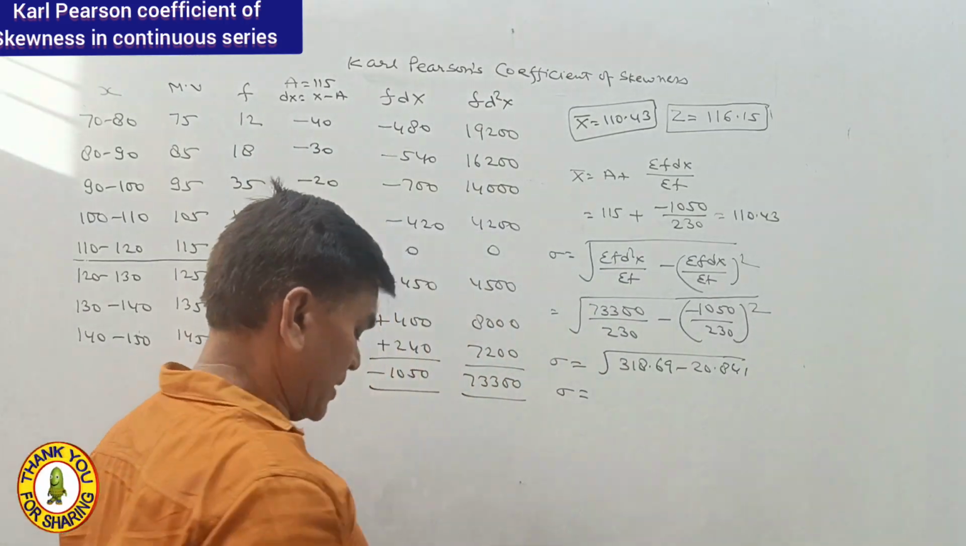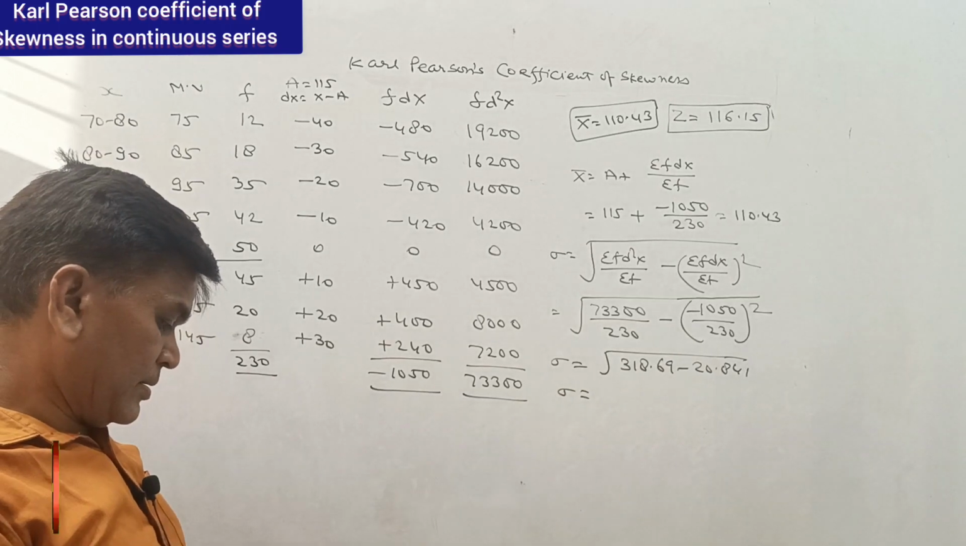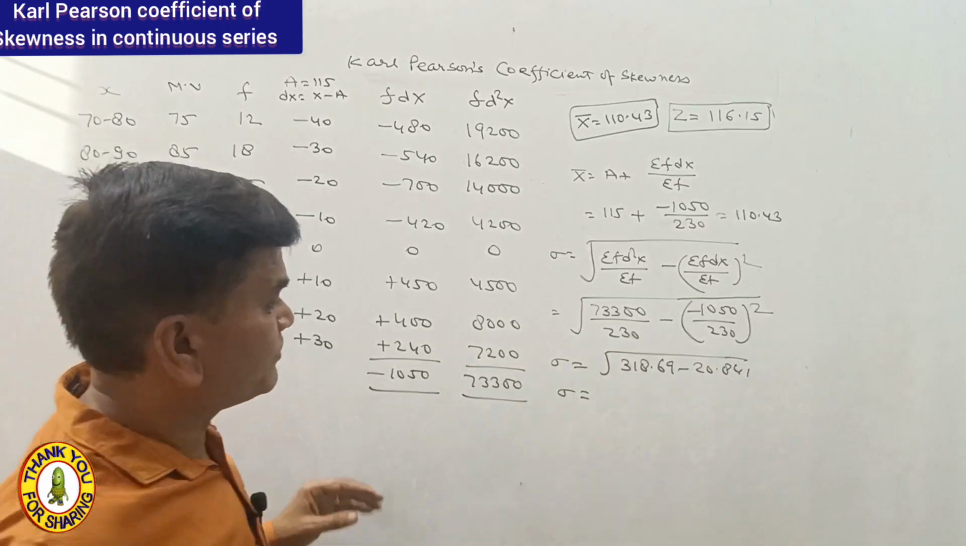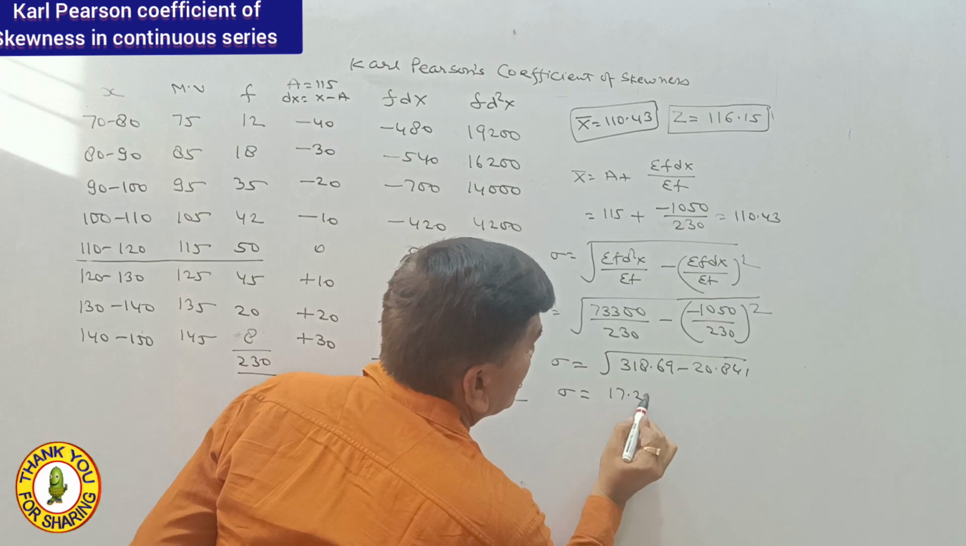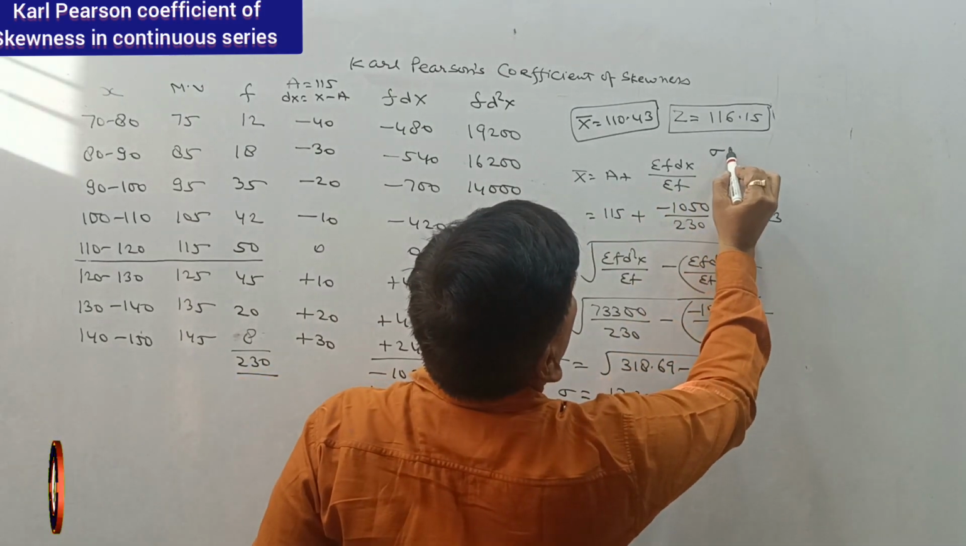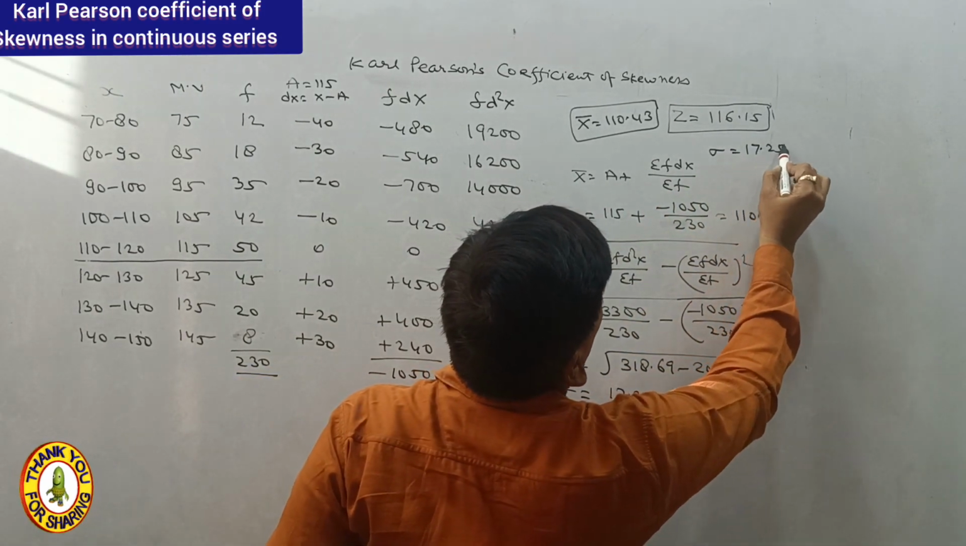So the value of standard deviation is 17.25. So the standard deviation value is calculated as 17.25.